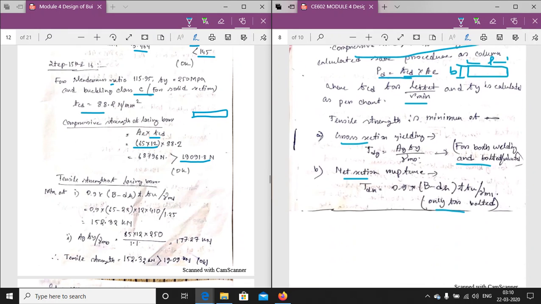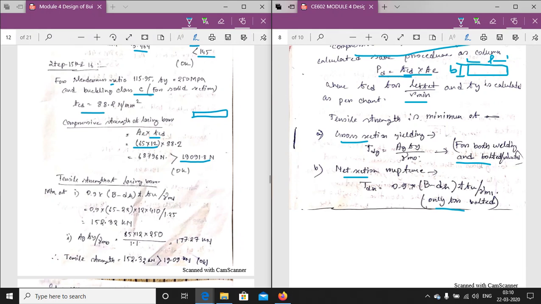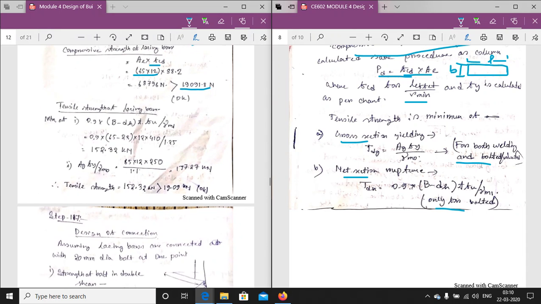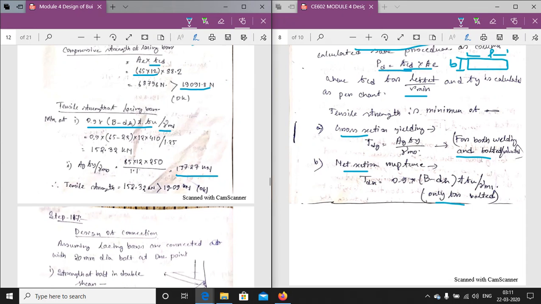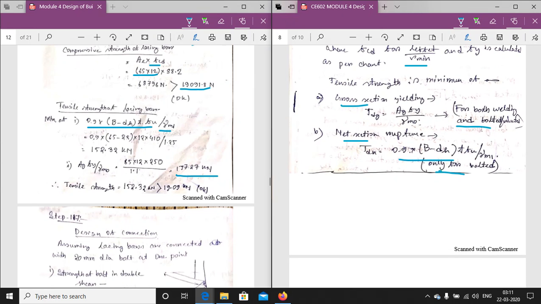Similarly, for tension, the tensile strength is determined by cross section yielding and net section rupture. What is the formula for cross section yielding? That is Ag Fy by gamma m0. We are getting that value. And for net section rupture, 0.9 (b minus Dh) into t into Fu by gamma m1. This formula is written here only for the bolted section. So b is equal to 65, and Dh is 22 for a 20 mm diameter bolt.